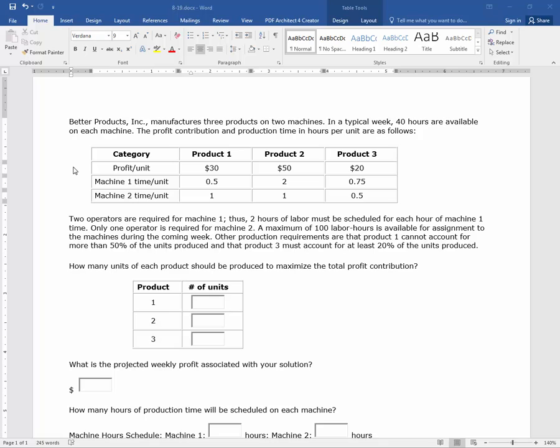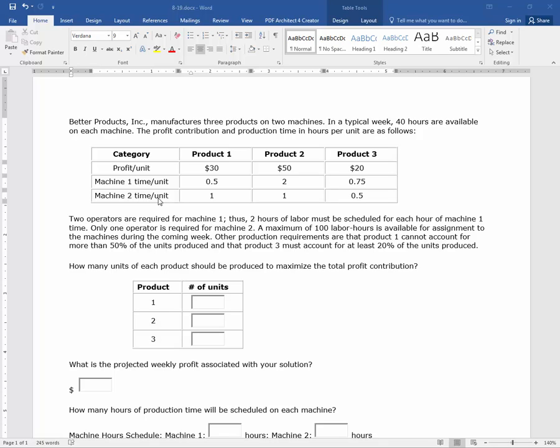And so we have the profits on the first line, the machine time for machine 1 per unit on the second row of this table, and then down here for machine 2. 2 operators are required for machine 1. Thus, 2 hours of labor must be scheduled for each hour of machine 1 time. So that's an interesting wrinkle. Only 1 operator is required for machine 2. We have a maximum of 100 labor hours available for assignment to the different machines during the coming week.